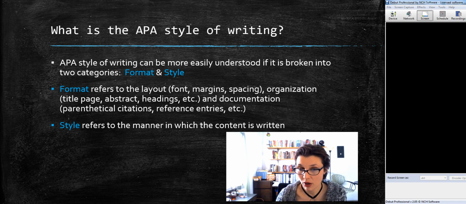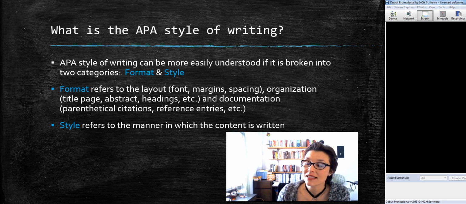The other component to APA writing would be style. Even though most people call all of it style, remember, we're breaking it into two components, format and style. So format is the physical layout of the paper, all the pieces, and style is the manner in which the content is written. It's how you are writing the actual text of the paper. If we start looking at it in these two ways, I think it's going to make it easier for you to understand.